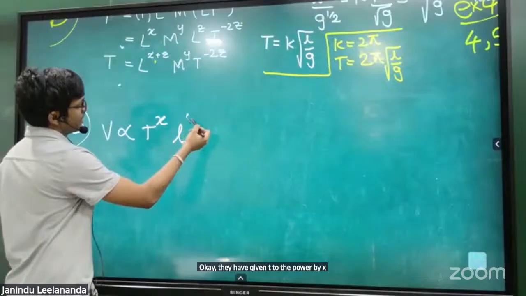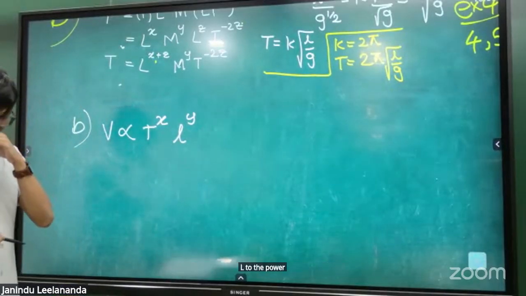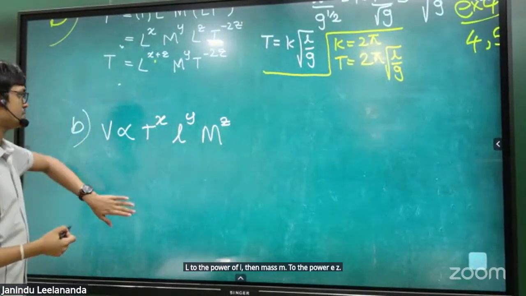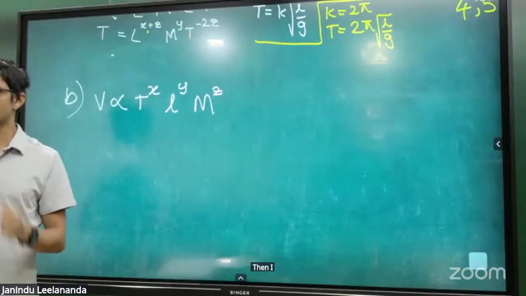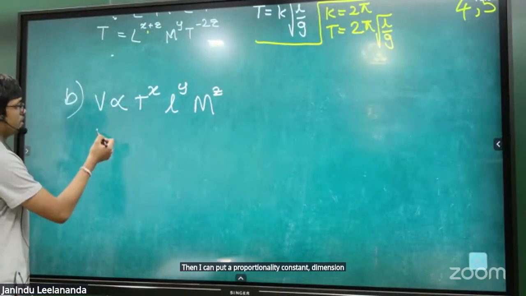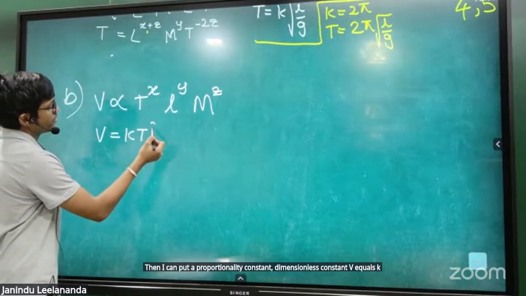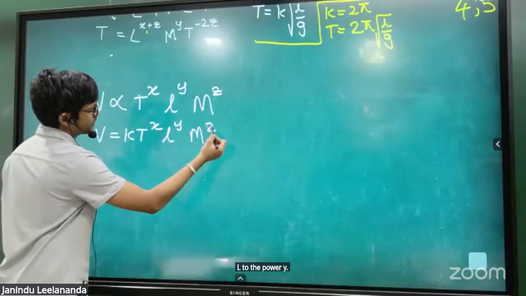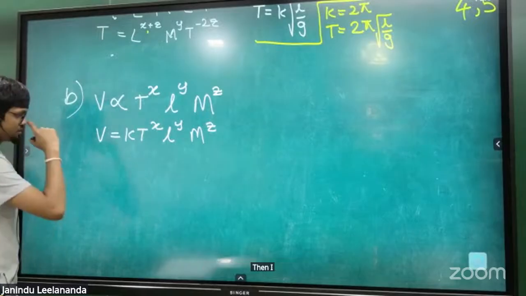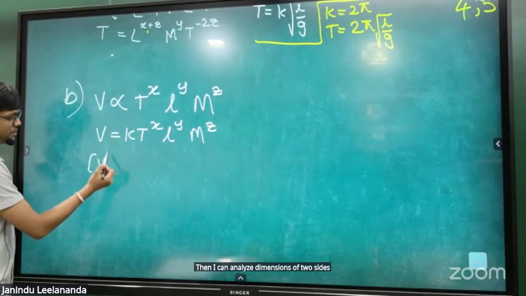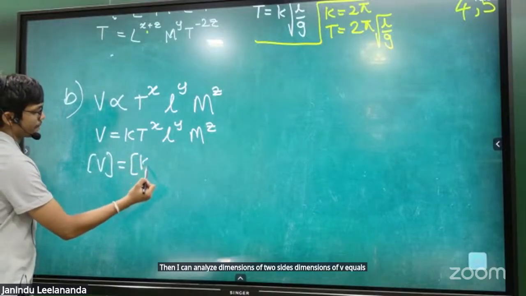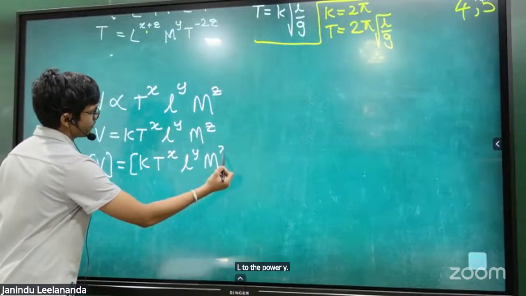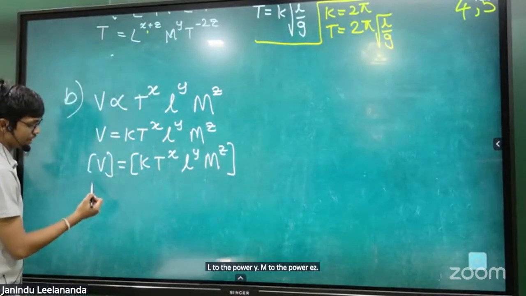It depends on L, length, L to the power Y. Then mass, M to the power Z. Then I can put a proportionality constant, dimensionless constant, V equals K, T to the power X, L to the power Y, M to the power Z. Then I can analyze dimensions of two sides. Dimensions of V equals dimensions of K, T to the power X, L to the power Y, M to the power Z. Then I can analyze them separately.